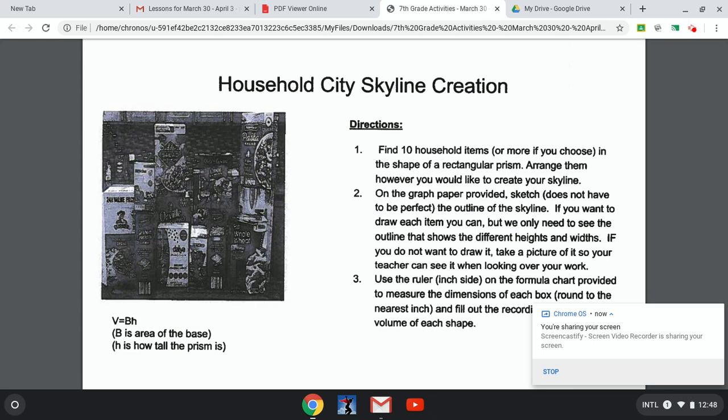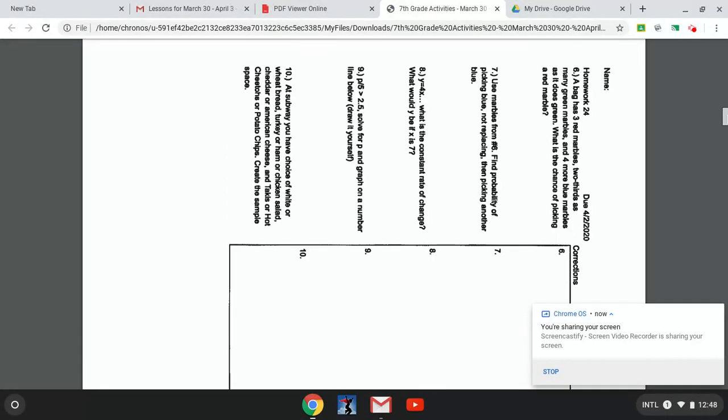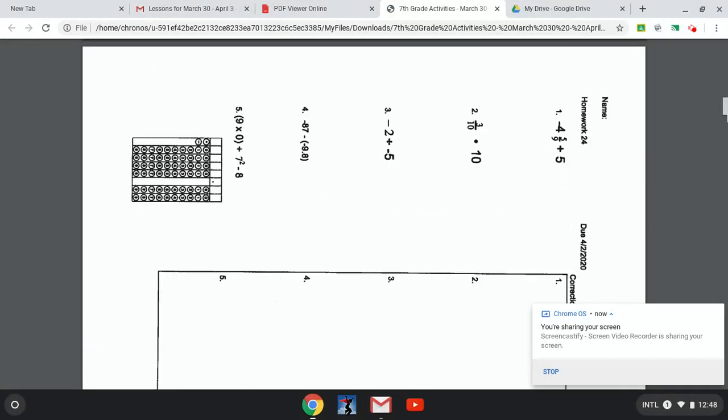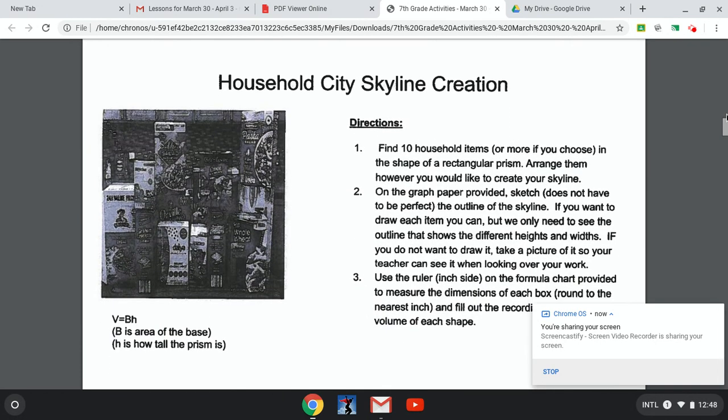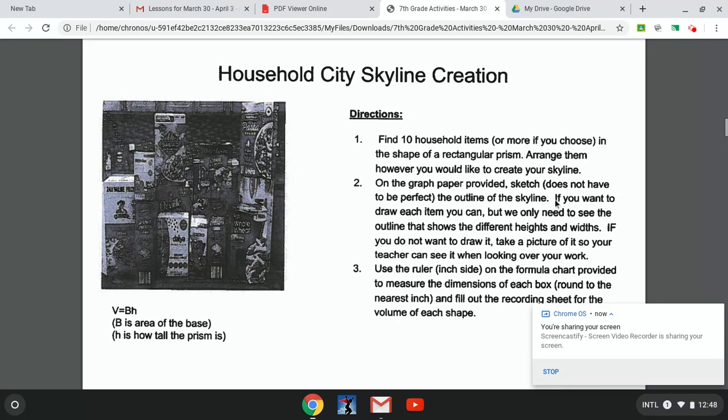You guys have had an opportunity to either download it or go pick it up from the school. So, just in case you had some questions over what you're doing here, your first assignments are typical. They're your warm ups and your homework assignments. But the activity for this week is a household city skyline creation. So I wanted to make sure that there were no questions there.